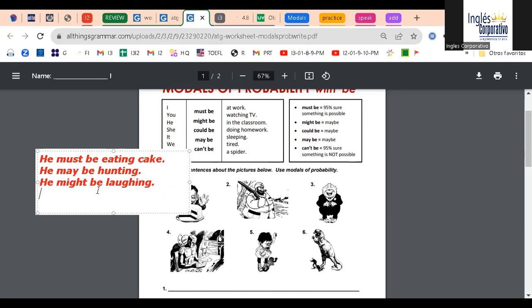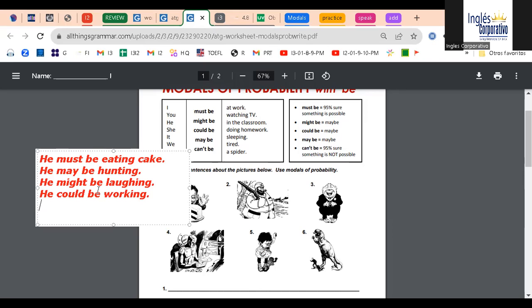He looks like a robot, right? So you can use any of those modals: must be, might be, could be, maybe, can't be. He could be working. Mm-hmm. He could be working. Good.